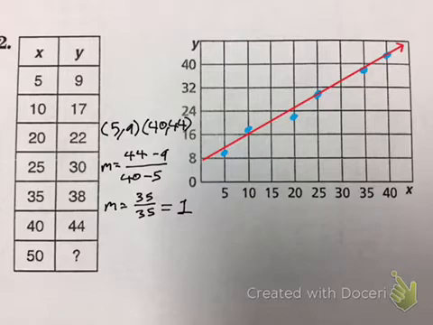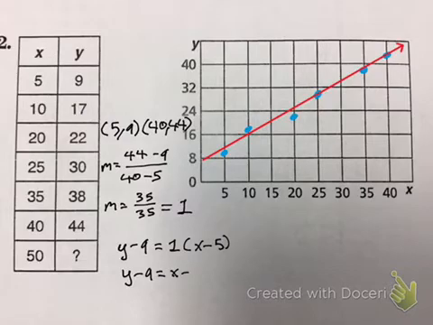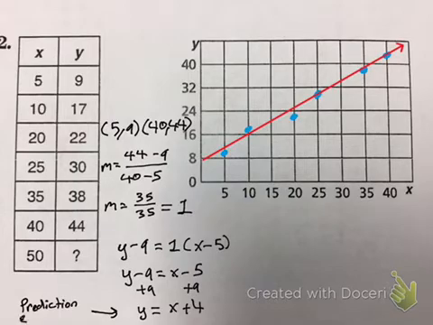So from here, now I can choose either point to plug into my point slope form. I'm going to do y minus 9 equals 1 times x minus 5. So I chose the point 5, 9. Could have done 40, 44. Does not matter. I distribute my 1. Y minus 9 equals x minus 5. Add 9. Y equals x plus 4. And that is my prediction equation.